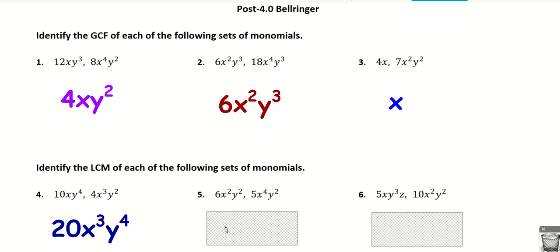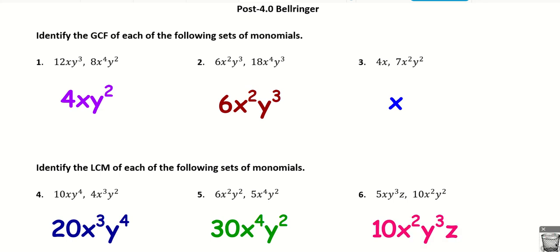Number 5, the answer ends up being 30 x to the fourth, y to the second. So 6 and 5, the LCM is 30, least common multiple, and x to the second and x to the fourth, and then y to the second, it's a tie, y to the second and y to the second, so you just go with y to the second.